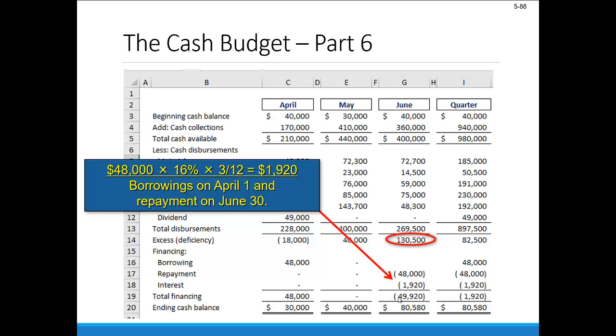Worth pointing out that that's what we should see on the budgeted balance sheet then for this period under the cash account. That point in time ending cash balance, that asset account should tie out here to our cash budget.